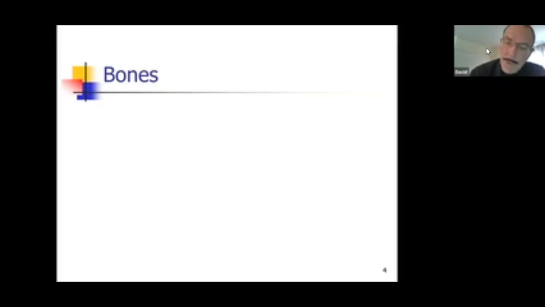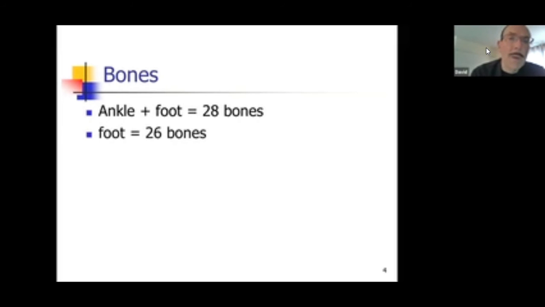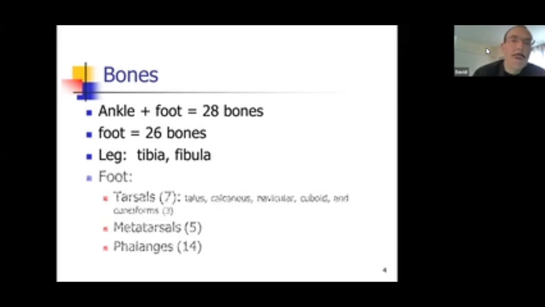So, obviously, with the bones of the foot, you've got 28 in total. 26 of them are actually within the foot, and the other two are the distal part of the tib and fib, which makes up the ankle mortise. So, there we are, a bit of revision for you, looking at all the bones of the foot.